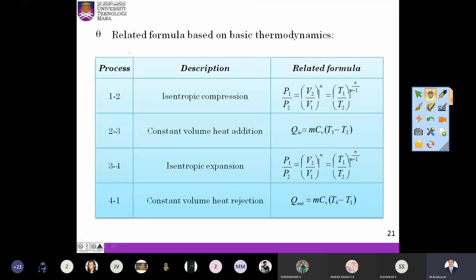Then for formulas we can refer to this slide. For isentropic compression we know the formula. Then for constant volume heat addition, you can have this equation: the heat transfer Q will be calculated by mass times Cv times the change in temperature. Then the same formula applies for the expansion process, and this is for the heat rejection process. If heat is added to the system, we have a positive value. If heat is rejected from the system, we have a negative value of Q.